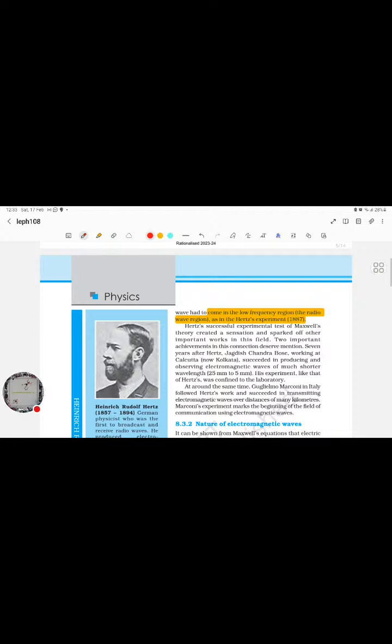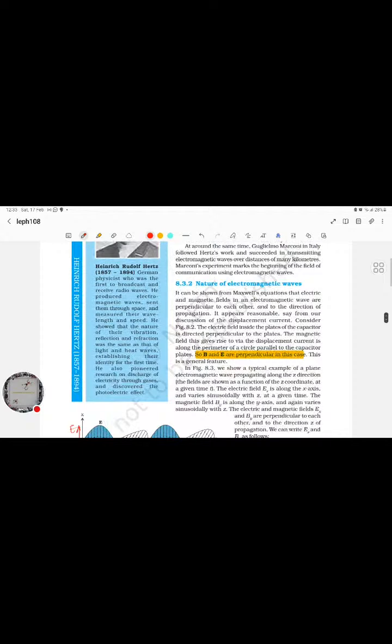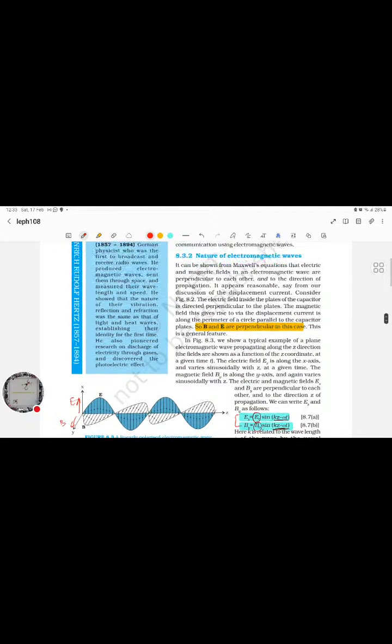So based on the frequency ranges of radio waves, Hertz carried out some experiments and finally concluded that light was an electromagnetic wave. So the nature of an electromagnetic wave is basically that the electric and magnetic fields will both be oscillating in phase, oscillating perpendicular to each other and perpendicular to the direction of motion.